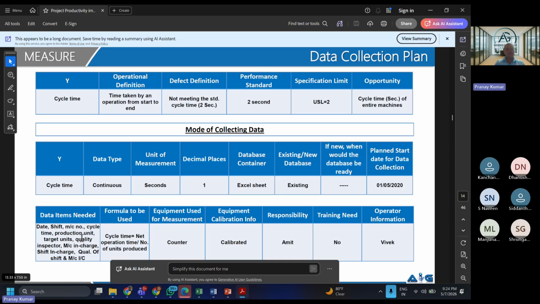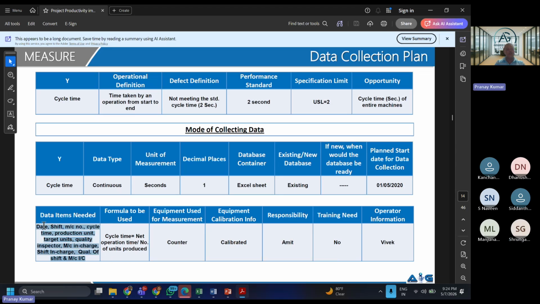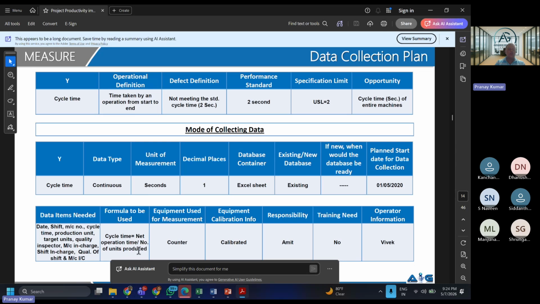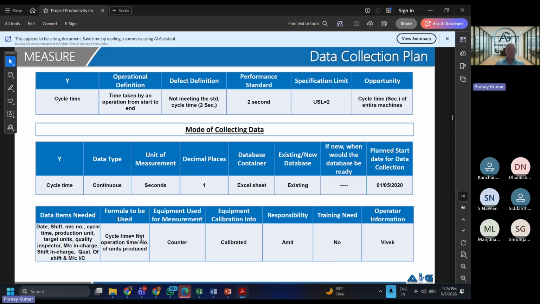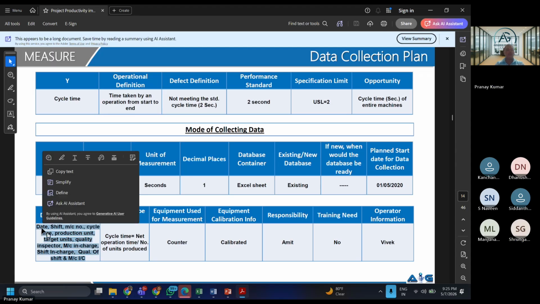Yes. Like for instance, in the data items needed, you should only include what you mentioned as part of your formula. If my formula is saying net operation time upon number of units produced, then you only need two data: what is the time and how much is the production. Yes, everyone? Then why do we need date, shift, and all that? This is monkey information. This is all rubbish.